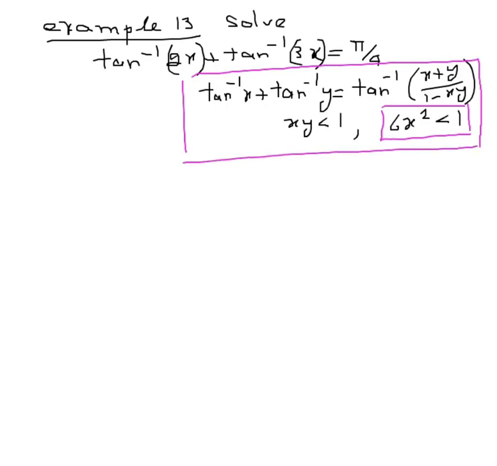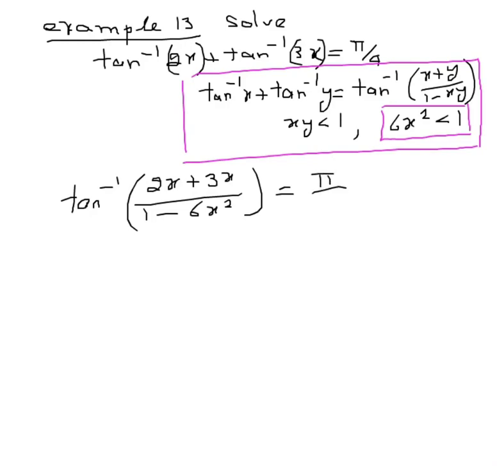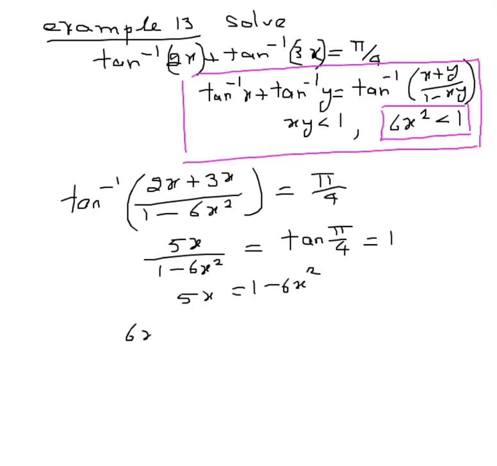Now using this formula, the left hand side becomes tan inverse of 2x plus 3x divided by 1 minus 6x square equal to pi by 4. Let us take tan on both sides. Tan and tan inverse will get cancelled. Here it becomes tan pi by 4, which is 1. Cross multiply and get the quadratic equation equal to 0. Now we have to factorize.